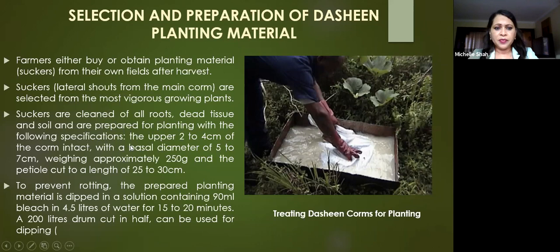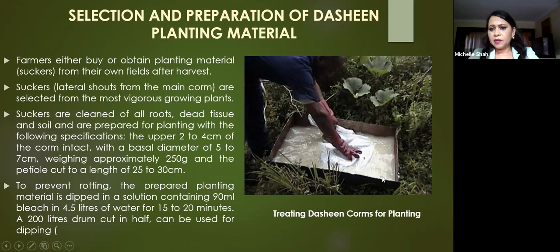The upper 2 centimeters of the comb intact, with a basal diameter of 5 to 7 centimeters, weighing about 250 grams, and the petiole cut to a length of 25 to 30 centimeters. To prevent rotting, the prepared planting material is dipped in a solution containing 90 milliliters of bleach in 4.5 liters of water for 15 to 20 minutes. A 200 liter drum cut in half can be used for the dipping. So we see in the photo, treating the dasheen combs for planting.